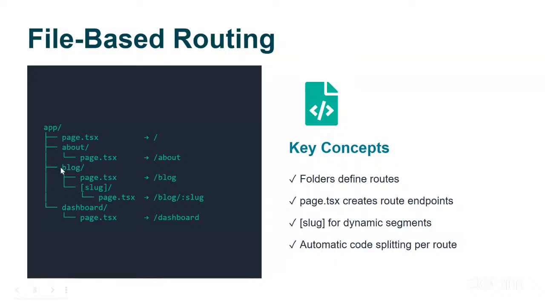We create it as you can see in this picture: blog, we have page.tsx here for the blog, and then we have this slug. So when we get the ID in the route path, we get the data on the basis of that ID, and we render the page. So we can create dynamic routes here as well. As I have told earlier, it automatically splits the code as per the routes, so it can assist in optimizing the application and getting better user experience.